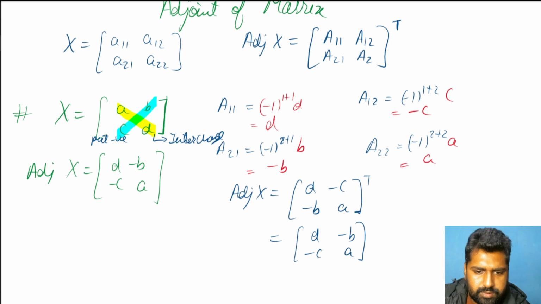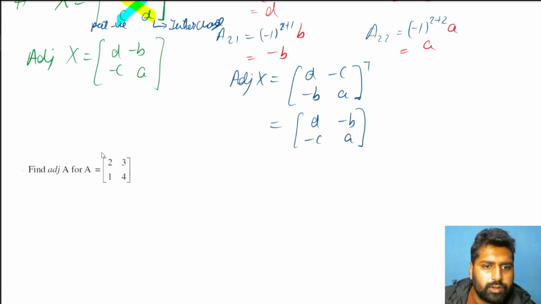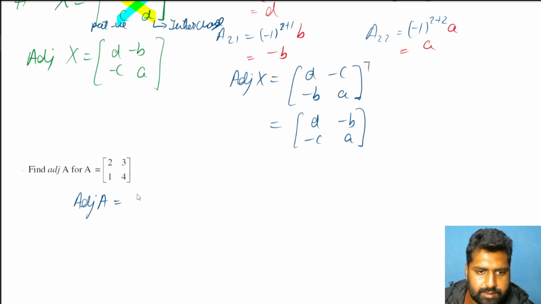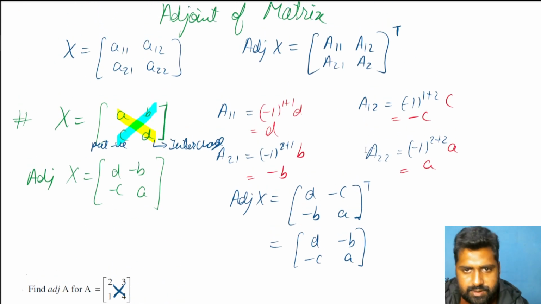Like, do it for this question. Find the adjoint of A, for A is 2, 3, 1, 4. So adjoint of this matrix A is, interchange these. So 4, 2. Apply the negative sign with the other one. 3 and 1 will become -3, -1. As simple as that. Okay, so don't waste your time in calculating the adjoint. It's a lengthy process.